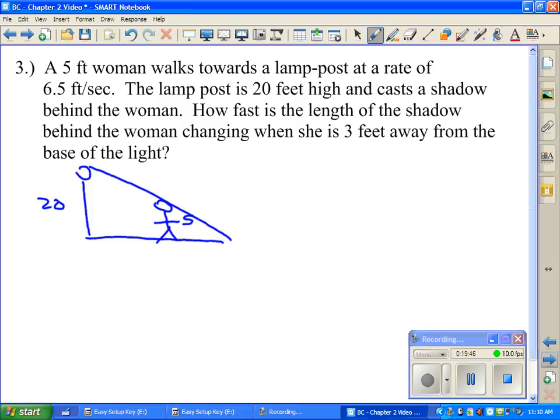So with shadow problems, it was always helpful to actually draw the figure so that you could see the similar triangles. So I've got a little triangle here, so 5 over y. I've got a larger triangle over here, so that would be 20 over x plus y. Multiply to simplify, so you get 5x plus 5y equals 20y. 5x equals 15y, x equals 3y.